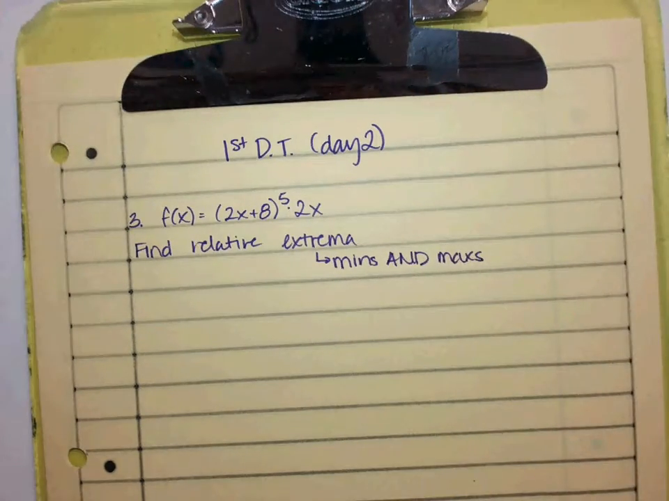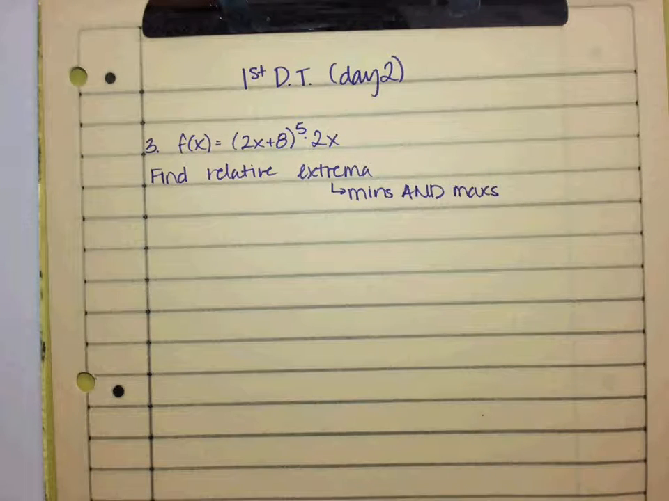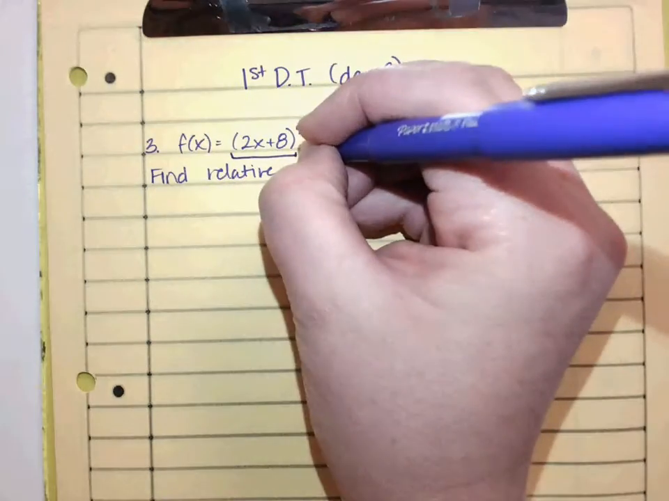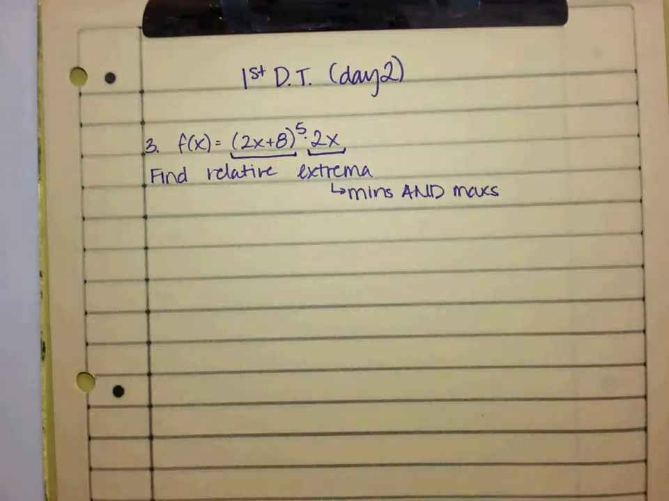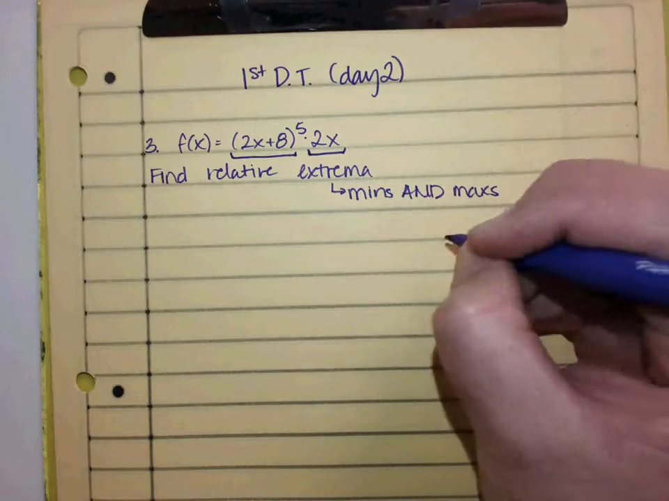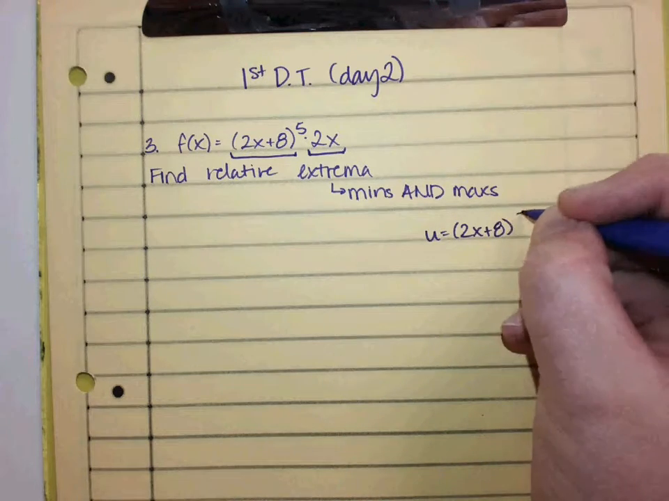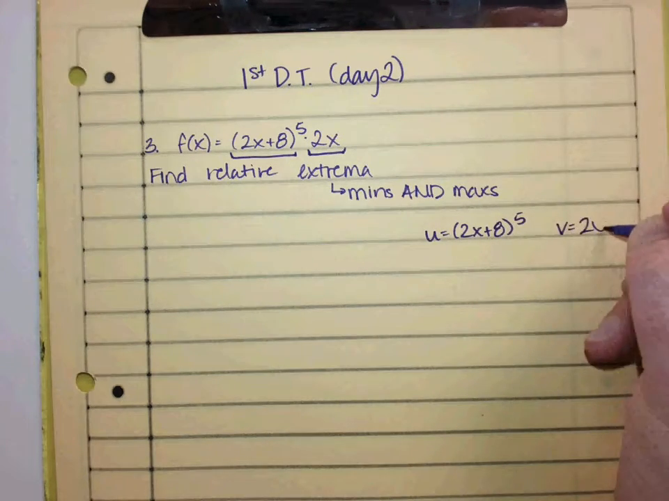The first thing I want to point out is that when I'm looking at that function in particular, it's going to need product rule. So obviously this is going to be the first part of my product, that's the second part of my product, and I'm going to set it up down here. So my u is going to be (2x plus 8) to the 5th. My v is going to be 2x.